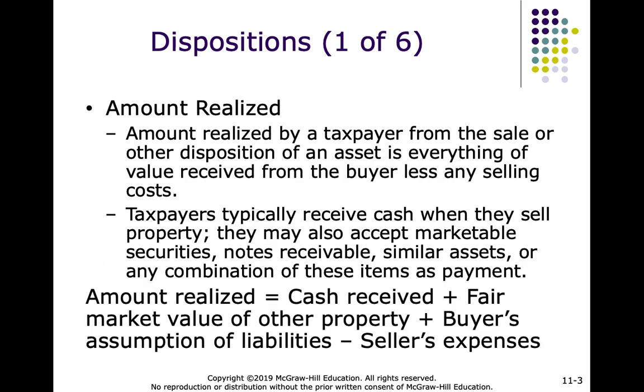By amount realized, we're referring to what the taxpayer has received in exchange for the sale. Let's not assume that it's always going to be cash. It could be other property. It could be that the buyer is assuming a liability that was attached to the property that we're selling. That will have to be added as part of the amount realized. And then we're able to subtract any expenses that are related to our sale.